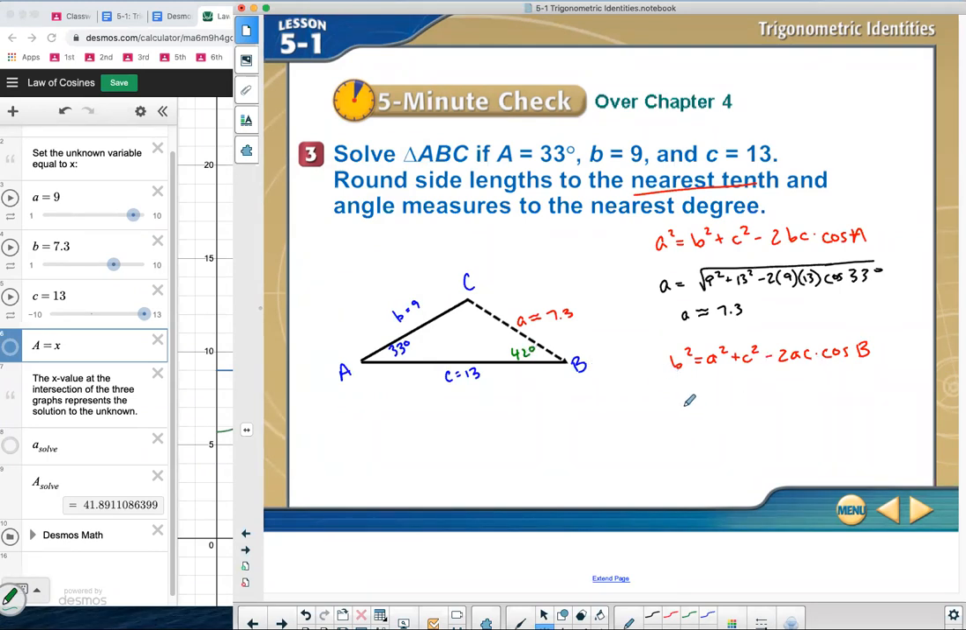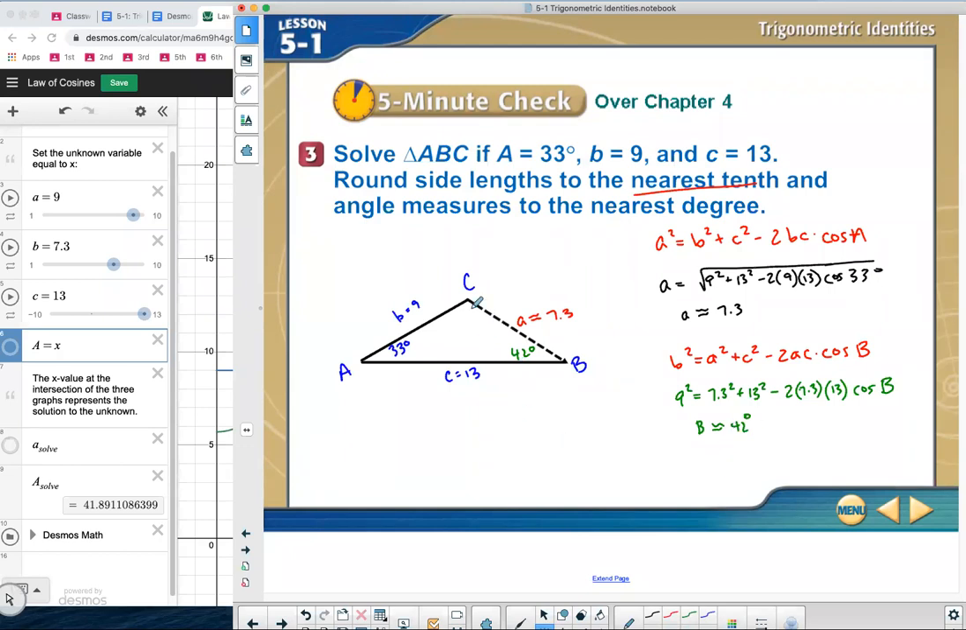So again, on this one, if you solve this, you would have 9 squared equals 7.3 squared plus 13 squared minus 2 times 7.3 times 13 times the cosine of B. And you would go through your algebra to solve that. You'll subtract those two values over, and then you would divide by this front portion and then take the inverse cosine. And you'd come up with that capital B is approximately 42 degrees. Oops, it's just the calculator does it a lot faster than we do.